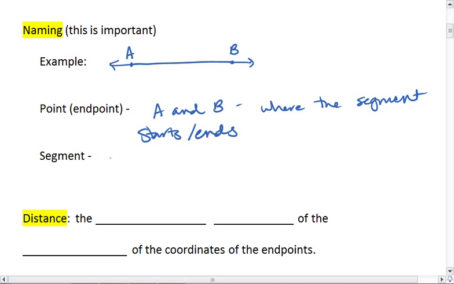A segment is basically a chunk of line, and we've talked about this earlier in section 1.1. So you should be familiar with this idea of a segment, and that it is a piece of your line. So our segment up here is what I'm highlighting in red. That's our segment. It consists of every point from A to B.